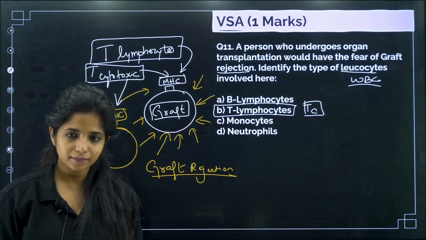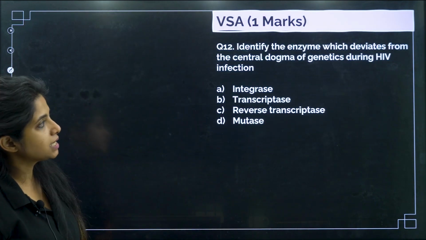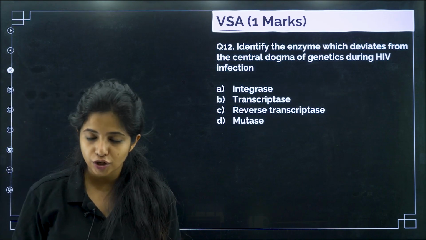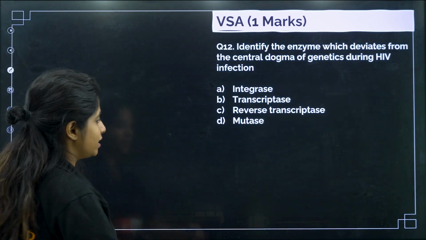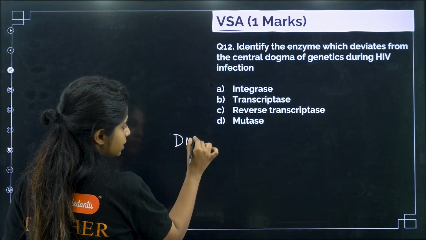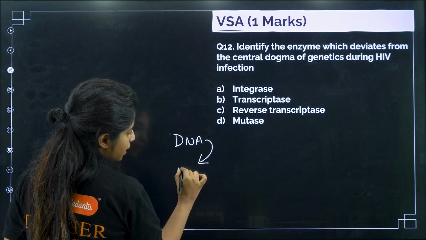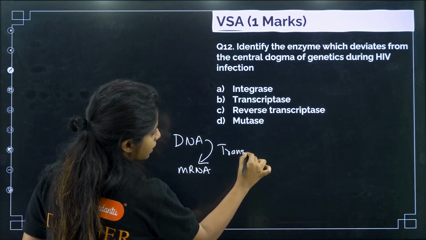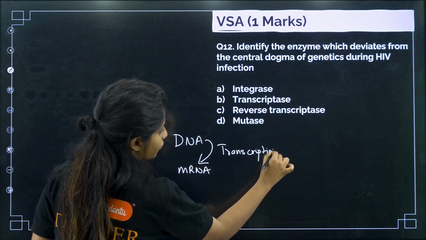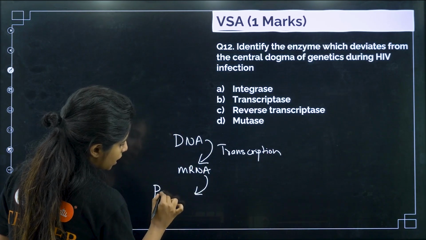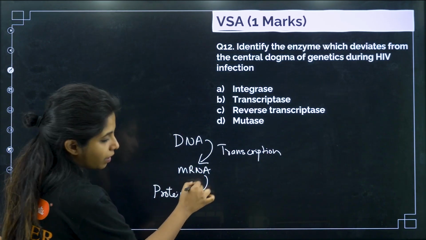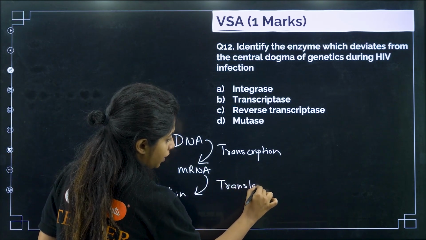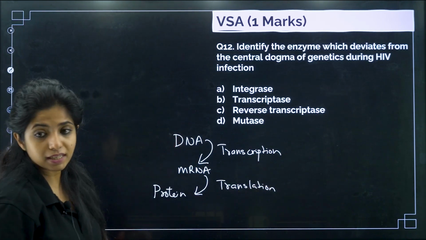Next. Identify the enzyme which deviates from the central dogma of genetics during HIV infection. What do you mean by central dogma of genetics? Central dogma says that from the DNA, you will be making the mRNA. This is known as transcription. Now from the mRNA, you will be making a protein. What do you call this? This is translation. This is known as the central dogma.